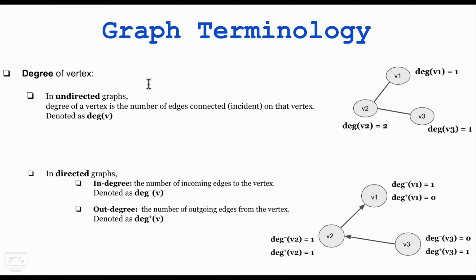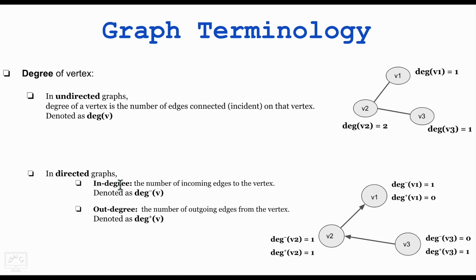Let's understand another term, which is the degree of a vertex. In undirected graphs, the degree of a vertex is the number of edges connected or incident on that vertex, and it is denoted by deg of v as shown. In this undirected graph, the vertex v1 has one edge connected to it, so the degree of v1 is equal to 1. The vertex v2 has two edges connected to it, so the degree of v2 is equal to 2. And the vertex v3 has one edge connected to it, so the degree of v3 is equal to 1.